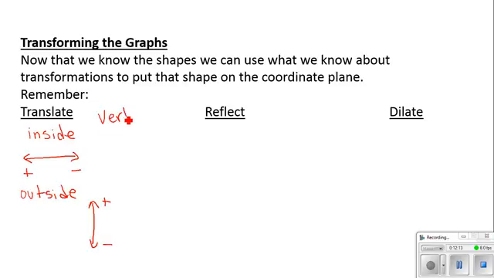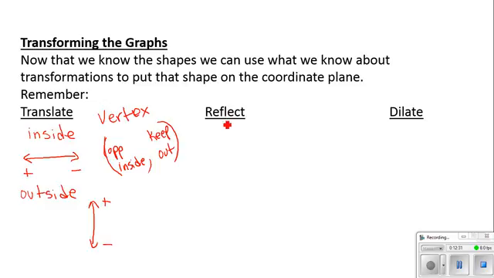So it's still going to be our same rule for the vertex. Your vertex is always going to be opposite of the inside number. That gives you your x-coordinate. Keep the outside number. That'll give you your y-coordinate. So the opposite of the inside number, keep the outside number.